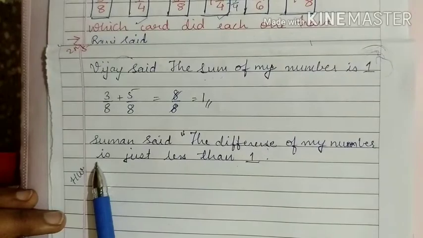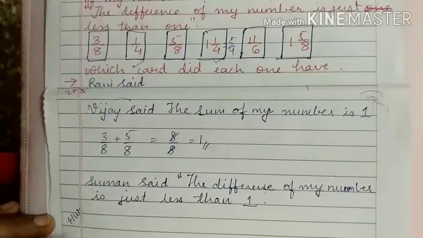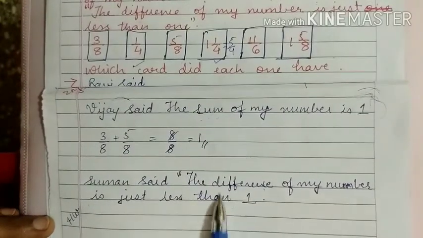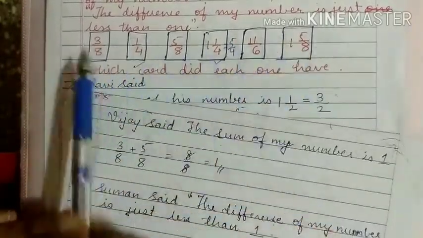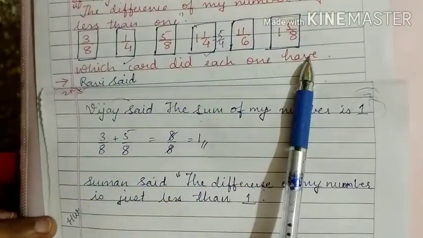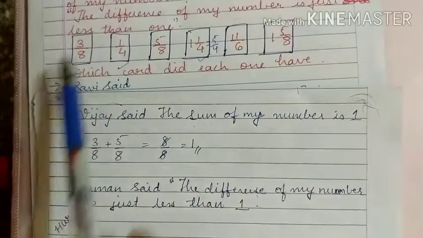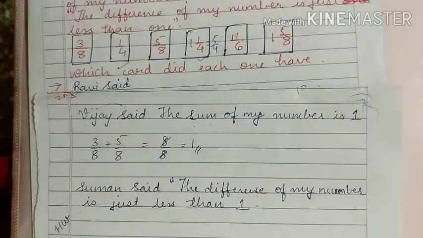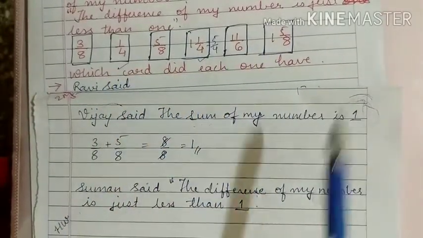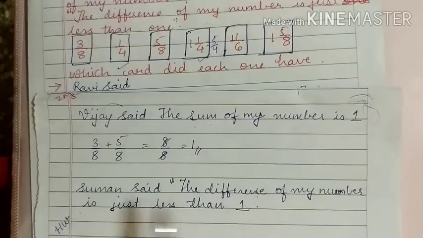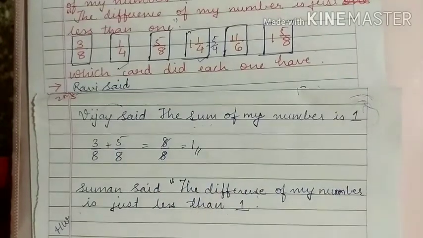Okay, the third part I'm giving as homework. You need to find the difference for Suman's number, which should be less than 1. You all can use these cards. By using these cards, you have to find the two numbers whose difference will be less than 1. So I'm giving this as homework.